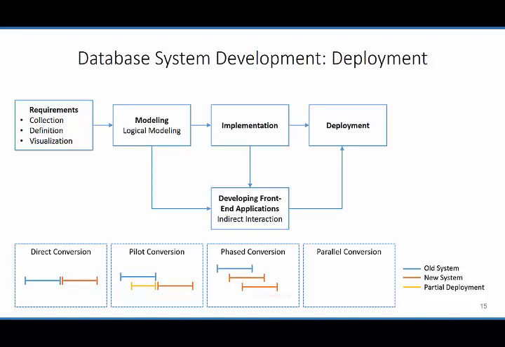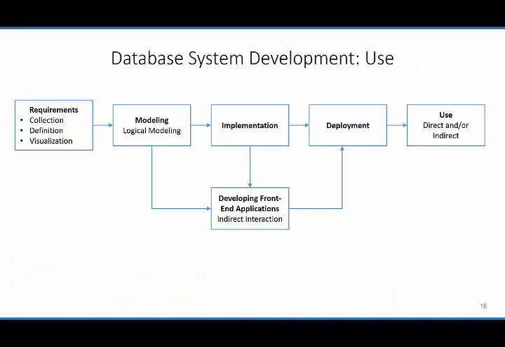Then there's the phase conversion, where each piece, bit by bit, is implemented and we start phasing out pieces of the old system. This may be more like the Windows 10 approach now, as they're going through this phase conversion and having the insider group that is working to help Microsoft identify flaws before they release it to full production. Then we have parallel conversion, where both systems are run together until you've actually determined that the new system does exactly what we want it to accomplish, and then you cut off the old system. Then we get to use, direct and indirect use.